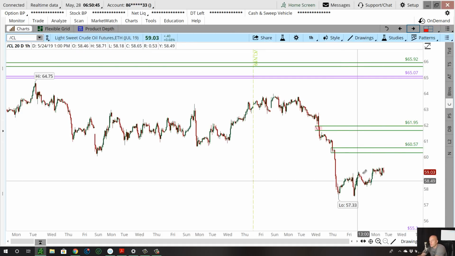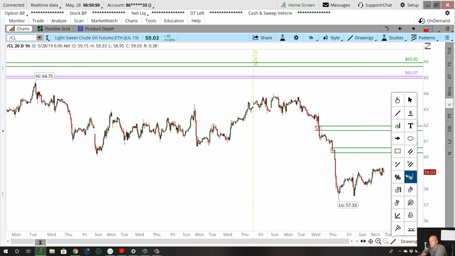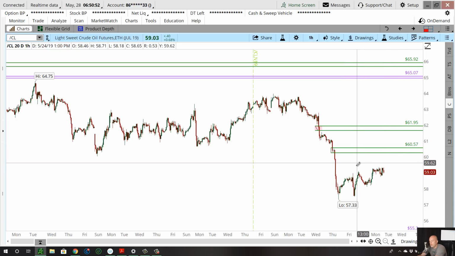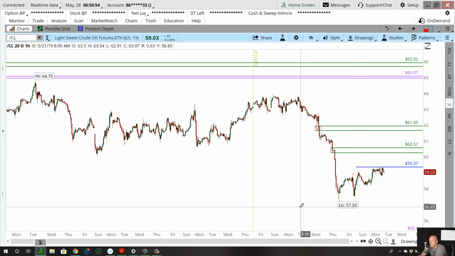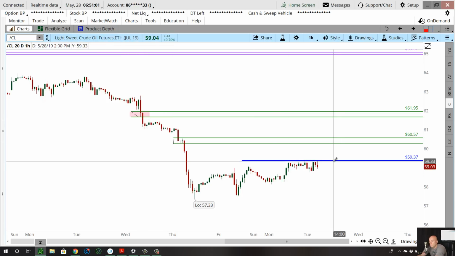Next, crude oil. We are kind of hitting our head off the ceiling here a little bit. Above this 59.37 could be a chance to get long. I like this area here. I like this one here a lot better if price does rally up out of this region.